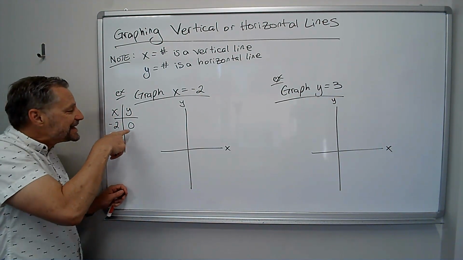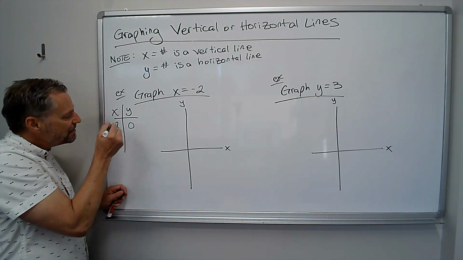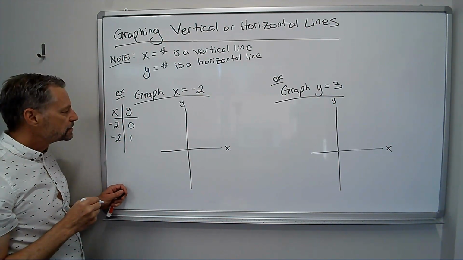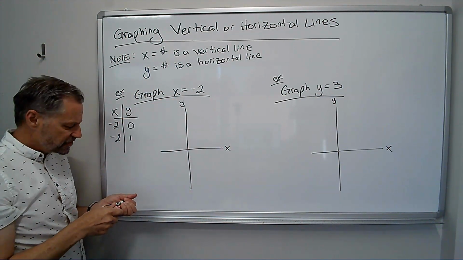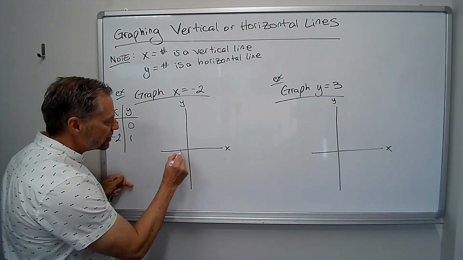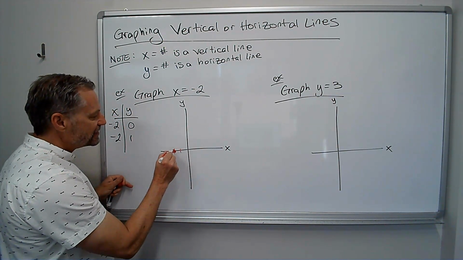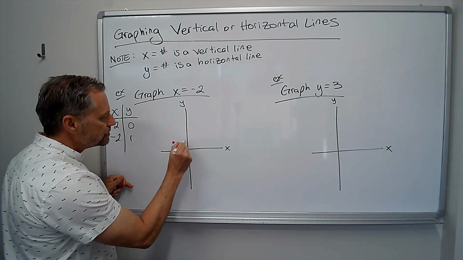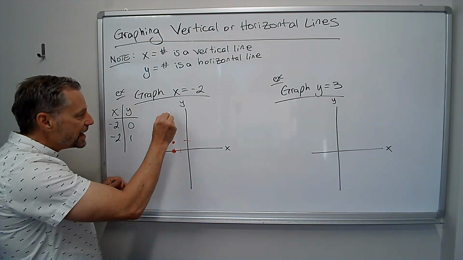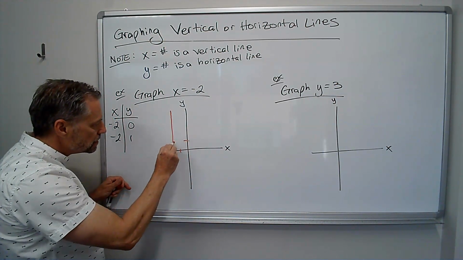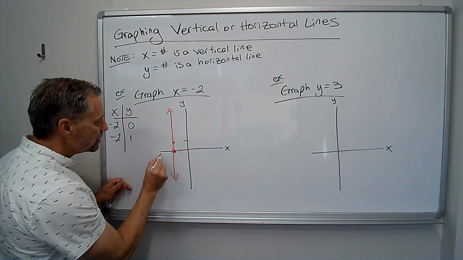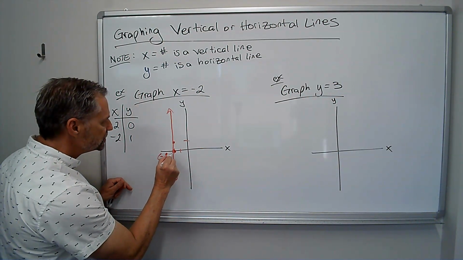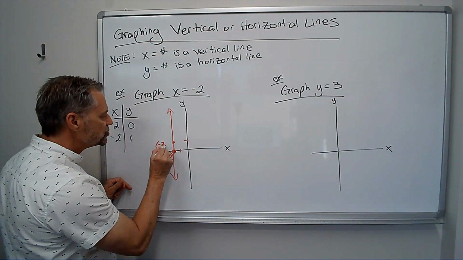Notice I can plug anything I want for y. Maybe I'll plug in 1. That satisfies the equation, true, because -2 equals -2. So I've got (-2, 0). I've got (-2, 1). And then I just draw. That's almost vertical. I've got (-2, 0), and I've got (-2, 1).